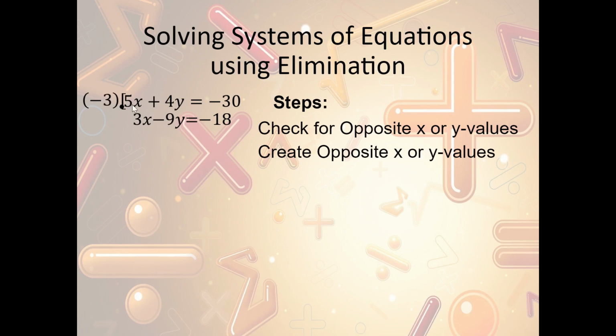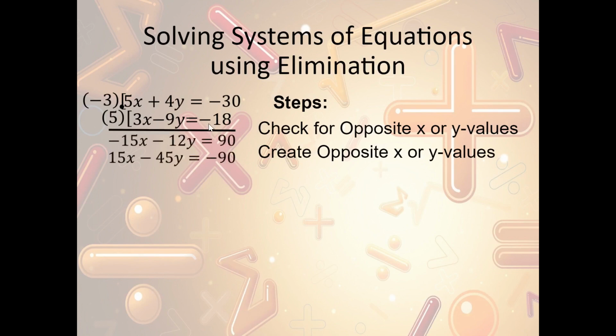That'll give me negative 15, and the bottom one by 5, which gives me positive 15. So now we have a negative 15x and a positive 15x. And then we're going to multiply that times everything here. So negative 3 times 5x, and negative 3 times 4y, and negative 3 times negative 30. And then I'm going to do the same thing on the bottom. So 5 times 3x, and 5 times negative 9y, and 5 times negative 18.